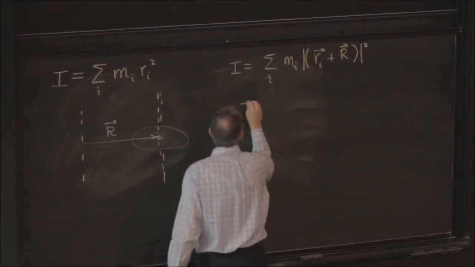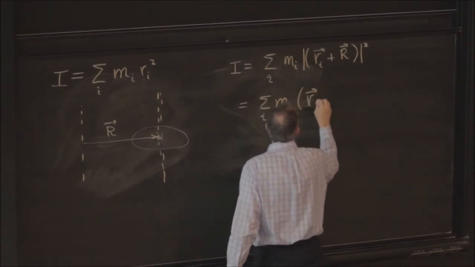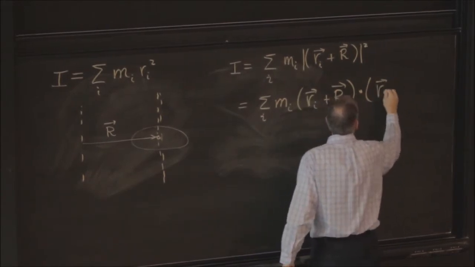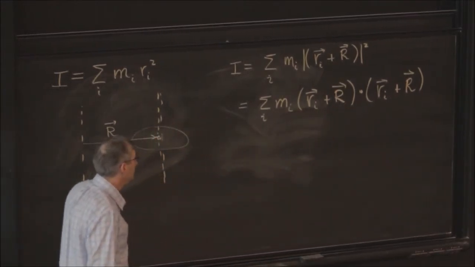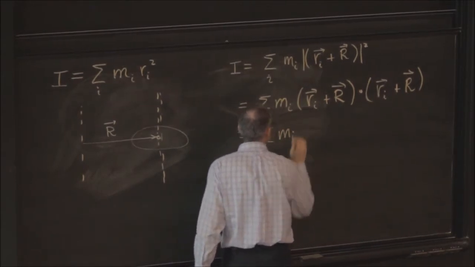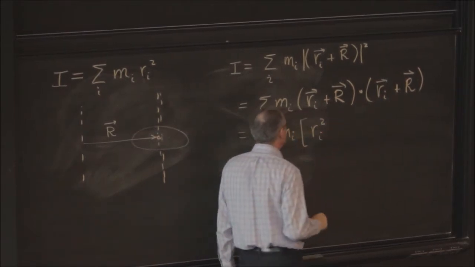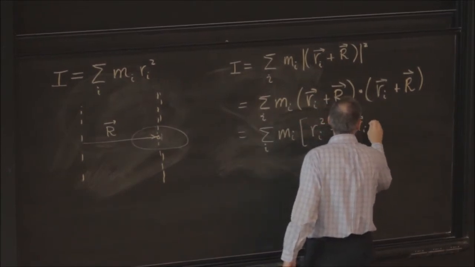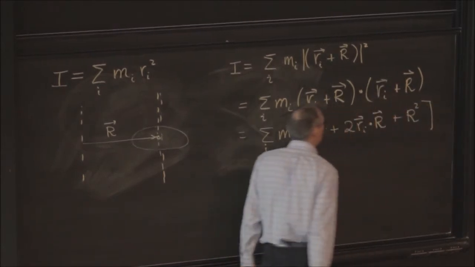Okay, I can evaluate this using the dot product: sum on i, m sub i, r_i vector plus capital R vector dotted into r_i plus capital R. That should give me 4 terms. But 2 of them are going to be the same and also drop. So I have r_i squared, plus 2 r_i dot R, and plus R squared.